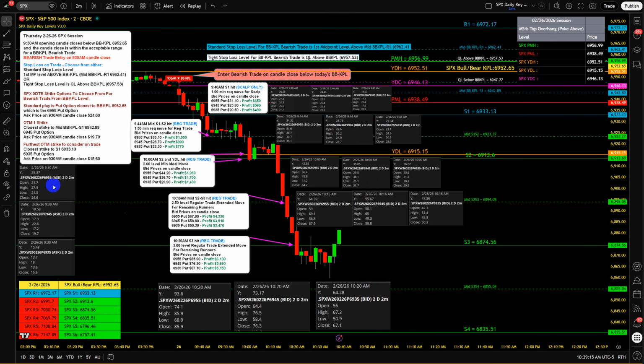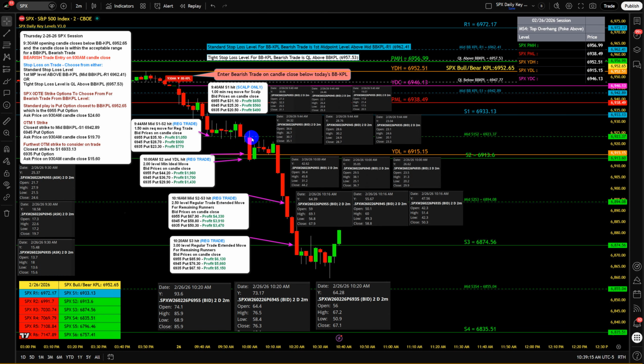Now here we have the data boxes from Thinkorswim for the 9:30 a.m. candle close, which of course on a 2-minute candle is closing at 9:32 a.m. And we have the 3 different strikes here. So the ask price on the 9:30 a.m. candle close for the 69.55 put is $24.60. For the 69.45 put, it is $19.70. And for the 69.35 put, it is $15.60.